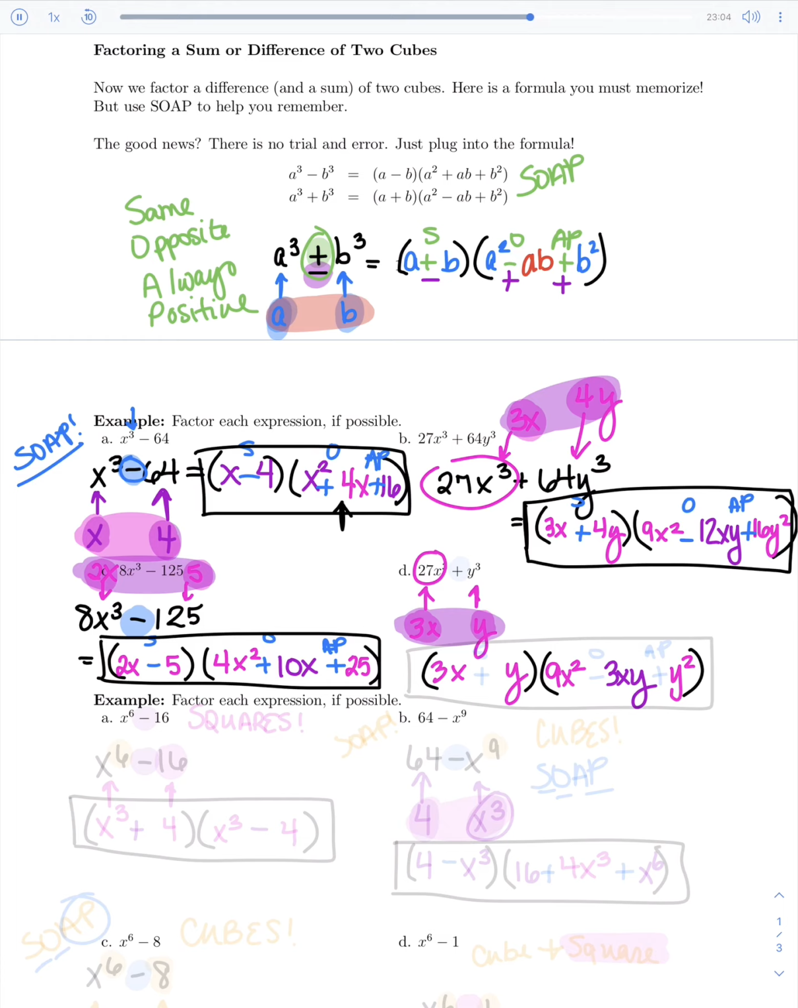Doing the signs, I've got a plus. And so carrying that down, same. Then remember it's SOAP, same, so we'll do a plus first. Next one's opposite, minus. Last one, AP, always a positive, so always a plus. And that's my final answer.